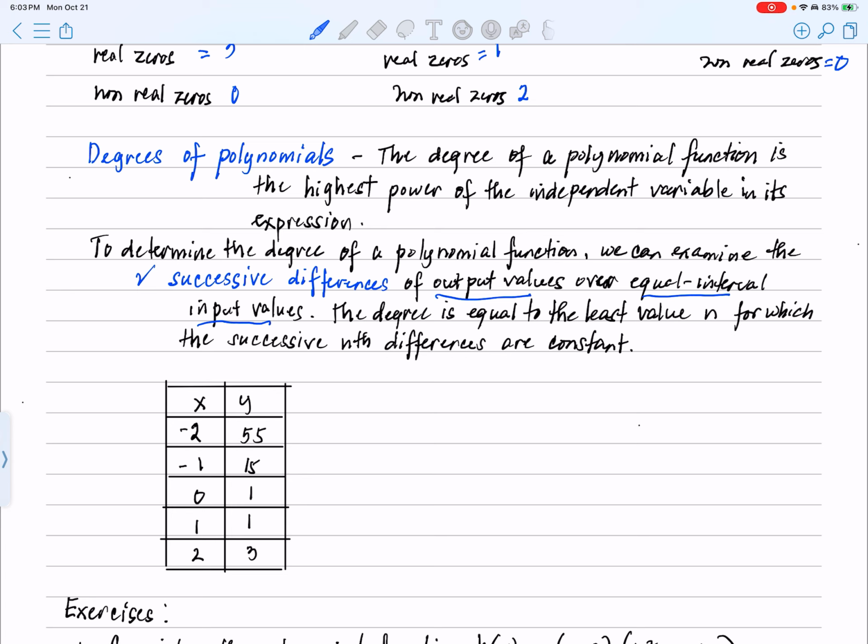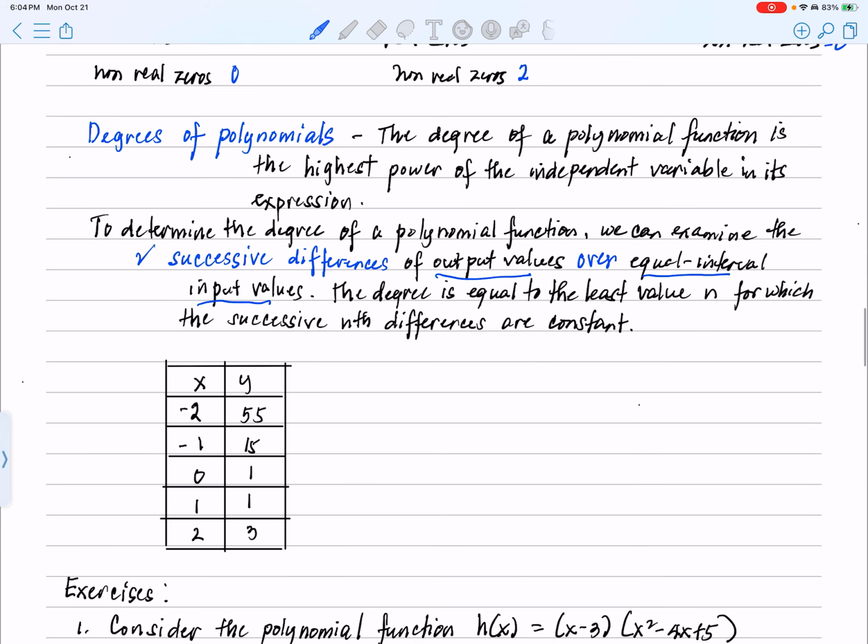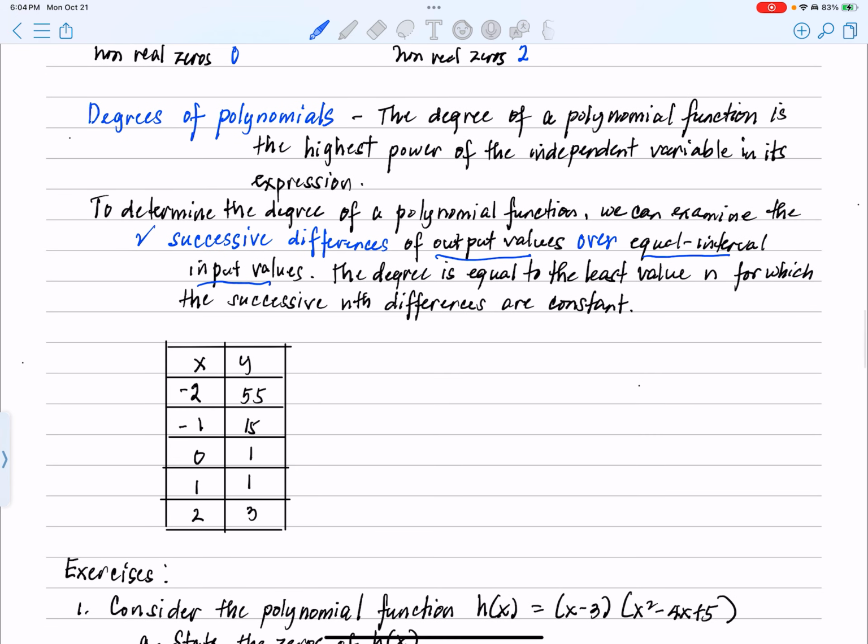I have to change that to: over equal interval input values. So the degree is equal to the least value n for which the successive nth differences are constant.